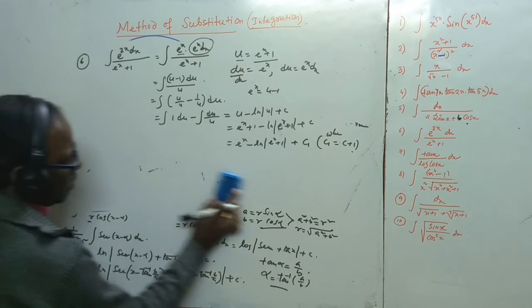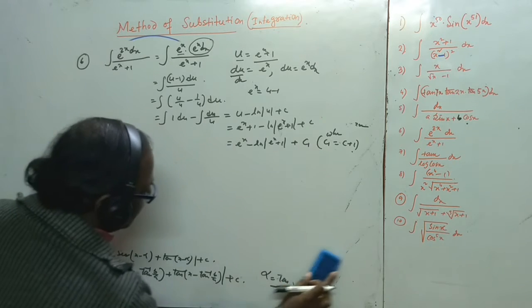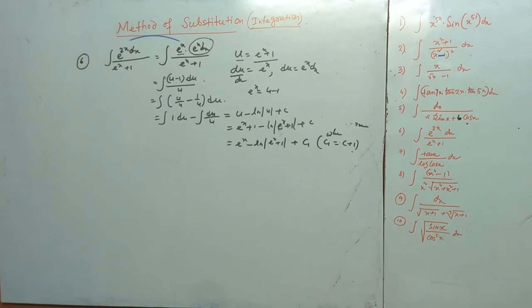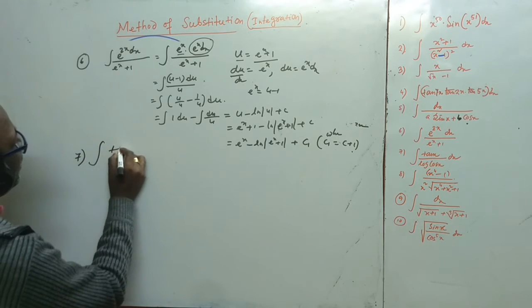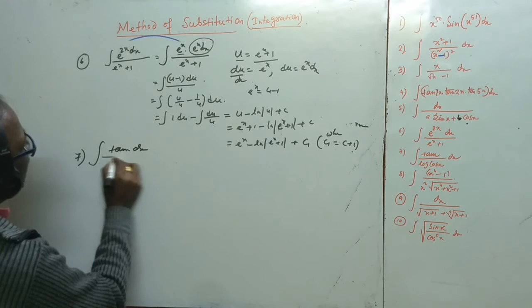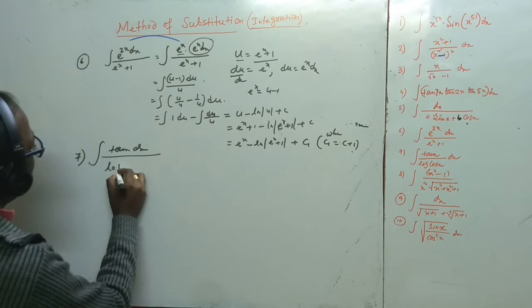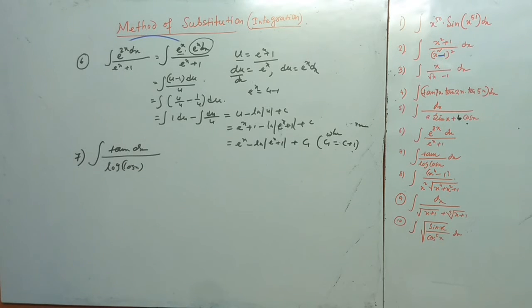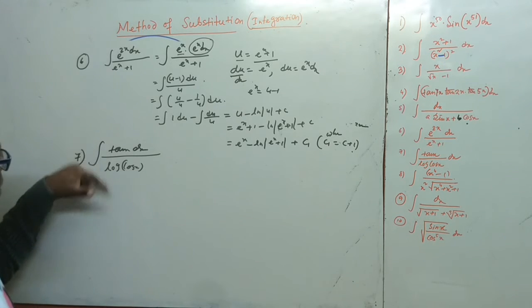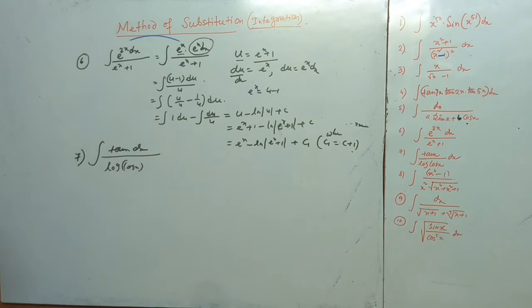Now see question number 7. See here question number 7: the integral of tan x dx by log of cos x. In some integrations, in the case of substitution, you always assume some function and differentiate, and we want to get a formation in between the function, which has the derivative.